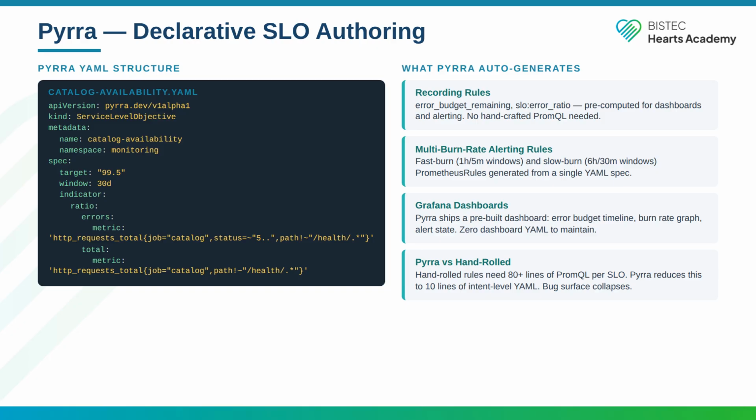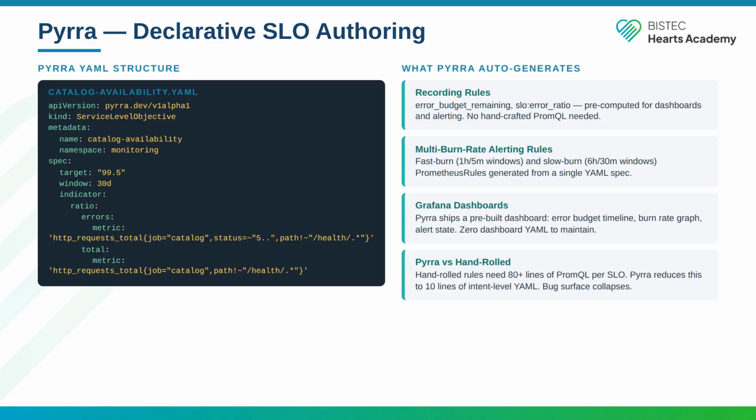The YAML structure is intentionally minimal. You specify whether your SLI is a ratio, success over total, or a latency histogram. You set the target and the window. Pyrra handles the rest. Fast burn alert at 5% of budget consumed in 1 hour, slow burn alert at 10% in 6 hours, and recording rules for the Grafana SLO dashboard.